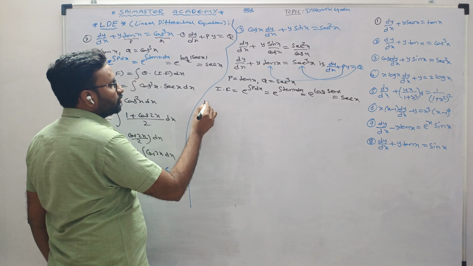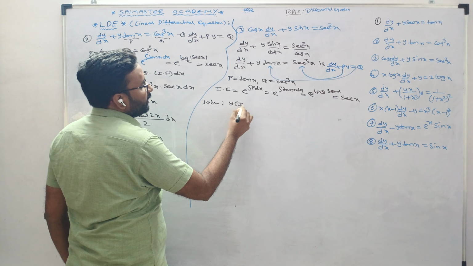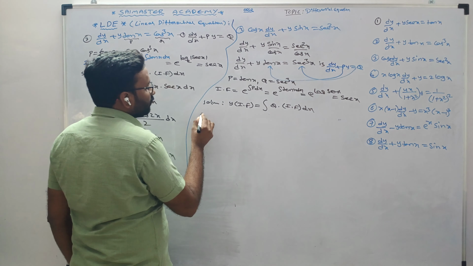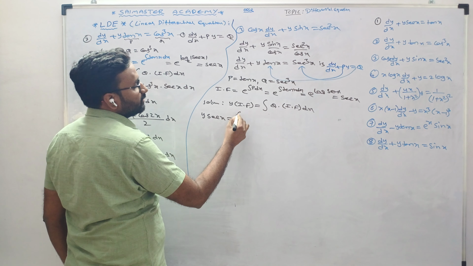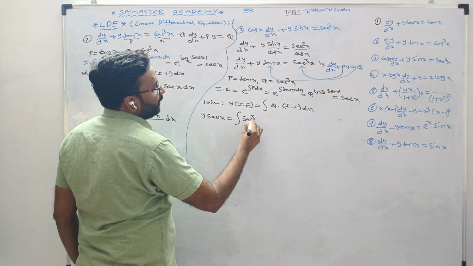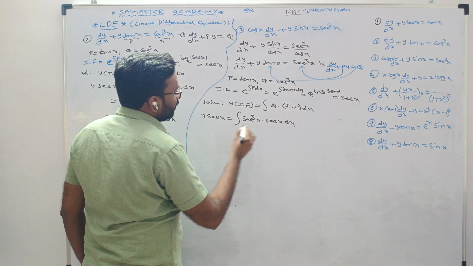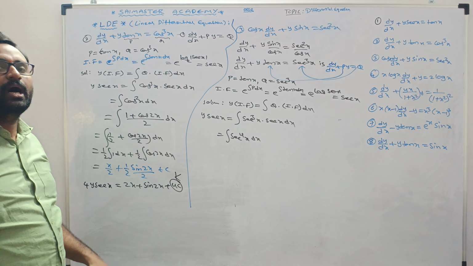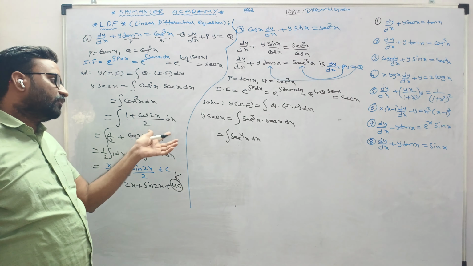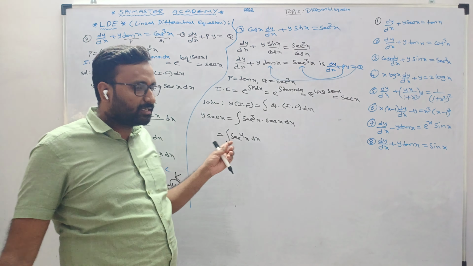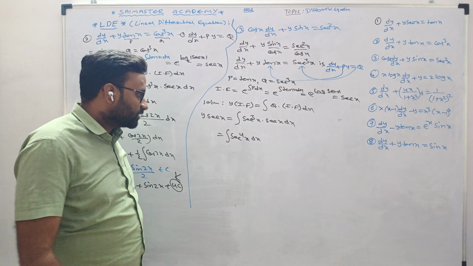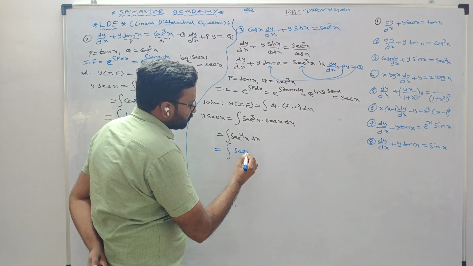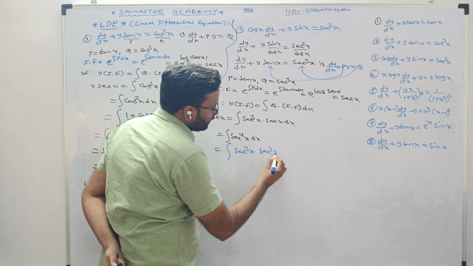Now the solution: y into the integrating factor equals integral of Q into the integrating factor dx. So y into secant x equals integral of secant cube x into secant x dx, which is integral secant power 4 x dx. Again, go with the reduction formula if you know it. Otherwise, we know indefinite integration; anyone who has practiced it can do these in one minute. We don't have secant power 4 directly, but we have secant square, so we can write integral secant square x into secant square x dx.